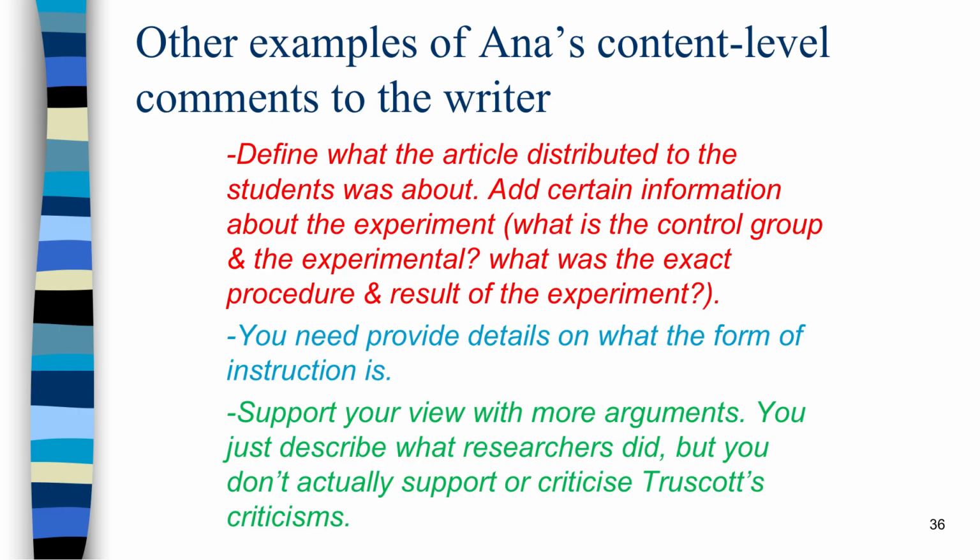Just to show you this isn't unusual from Anna's proofreading, I'm going to show you now 3 more comments that Anna wrote on this essay. So the writer is reviewing literature, and Anna tells her that she needs to improve her review of this study. Define what the article you're reviewing was about. Add certain information about the experimental group and the control group. What was the procedure? What was the result of the experiment? Support your view with more arguments. You just describe what the researchers did, but blah, blah, blah. So this is all about content. And you might look at that and think, well, it ain't proofreading, whatever it is.